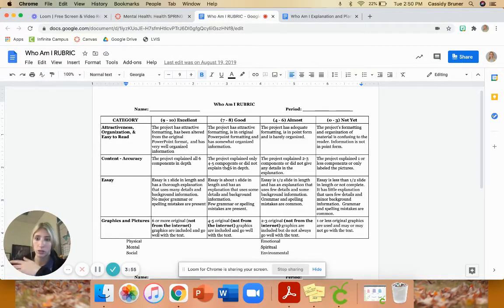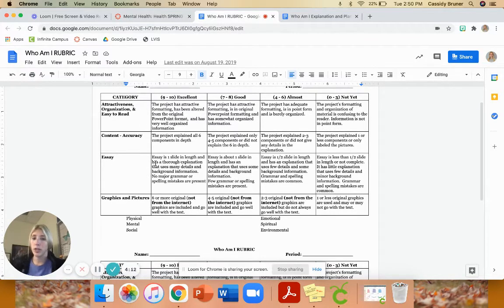Obviously, I don't want your pictures overlapping your text and stuff like that. Number 2 is content. Did you explain all 6 components in depth? So do you understand the 6 components, and does the way you explain them in your life relate to what the component actually is? Then you'll get 10 points for your essay. That's that last slide that tells me more information about you.